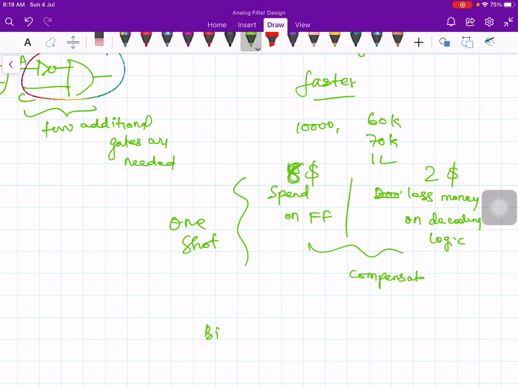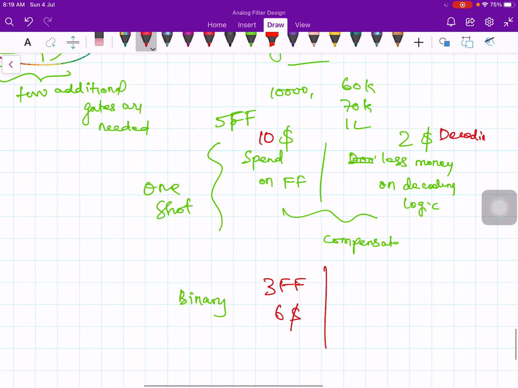If you use one-hot and here you use 5 flip-flops, let us take 5 flip-flops and you spend $10 and $2 for decoding. If you use binary, then you are going to use only 3 flip-flops. 3 flip-flops means, let's say, $6. And for decoding logic, you will end up with $6 for decoding. So totally again it is $12, but speed is low here.